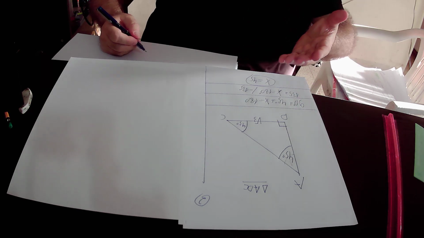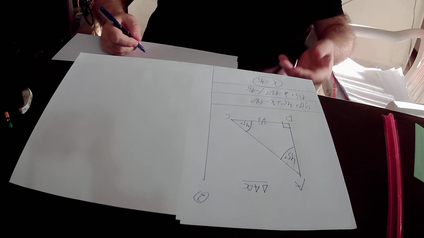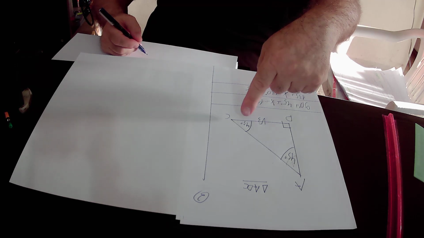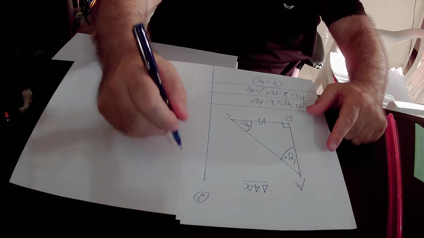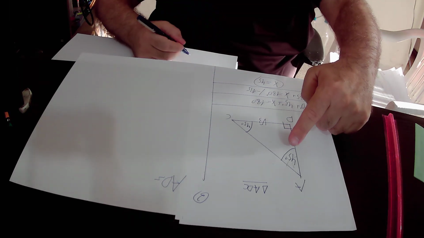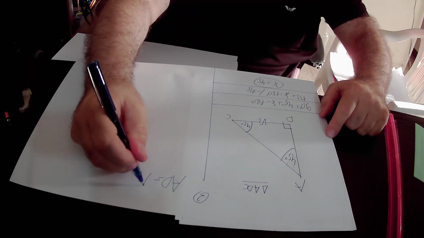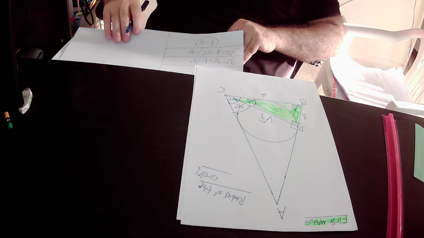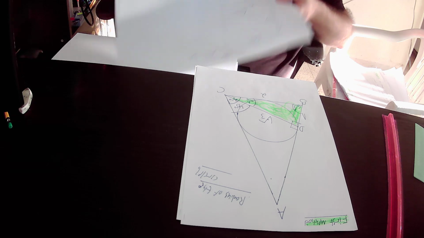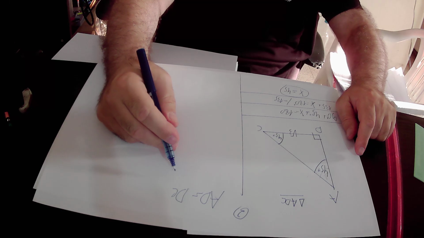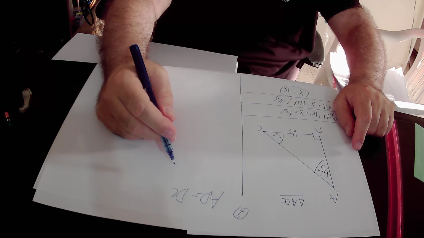Okay, and we have the rule that in front of equal angles in the triangle there are equal sides. So in front of this angle we have side AD, while in front of this angle we have side DC. Those two sides must be equal to each other because they are located in front of equal angles.